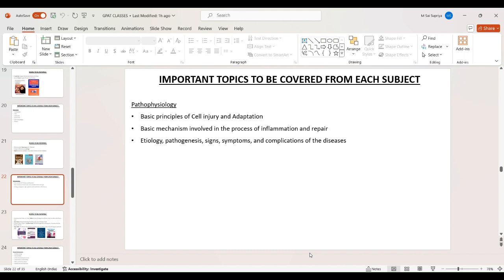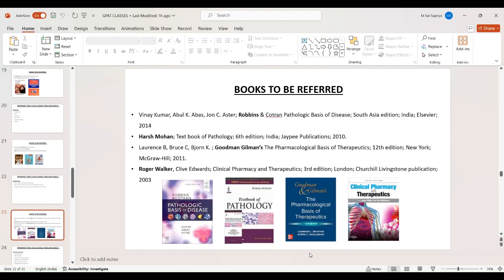Then etiology, pathogenesis, signs and symptoms, and complications of a particular disease. Like if you take hypertension, what is the etiology? What is the cause behind it? What is the pathogenesis? How is it leading to hypertension? What are the signs? What are the symptoms? And what are the complications? Books to be referred: Harsh Mohan, Robbins, Goodman and Gilman's, and Roger Walker.